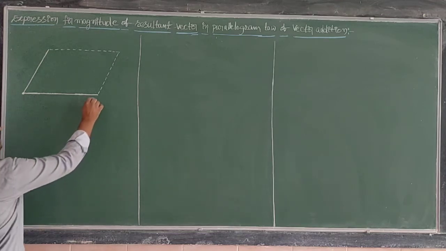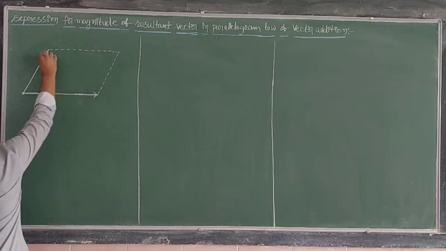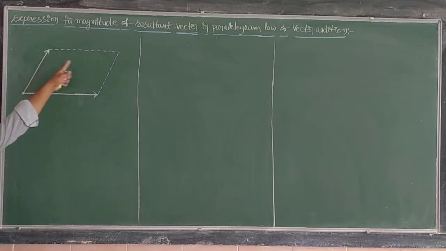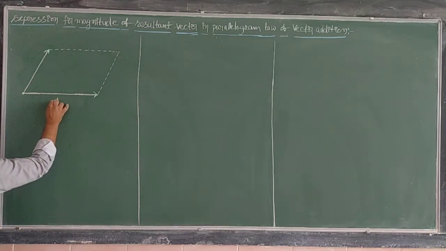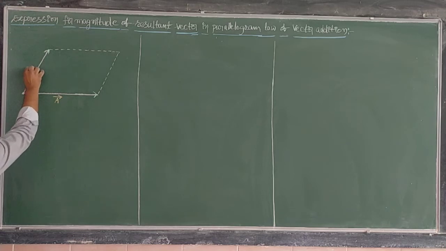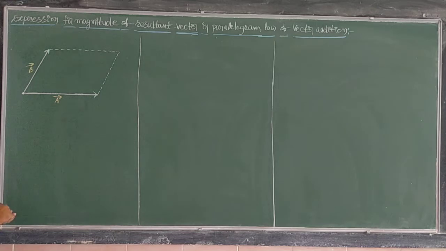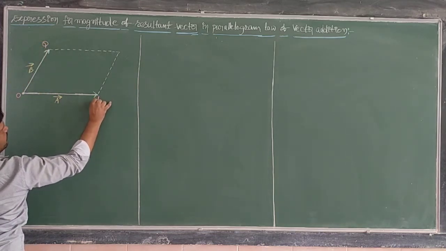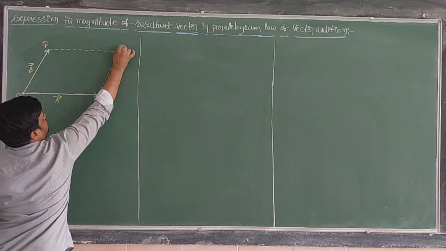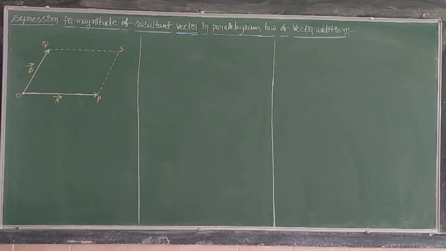If two vectors can be represented by the two adjacent sides of a parallelogram. This is the parallelogram. For two adjacent sides, there are two vectors acting. This is vector A bar and this is vector B bar. I am making one complete parallelogram here. This is O, this is Q, this is P, and this one is point S.